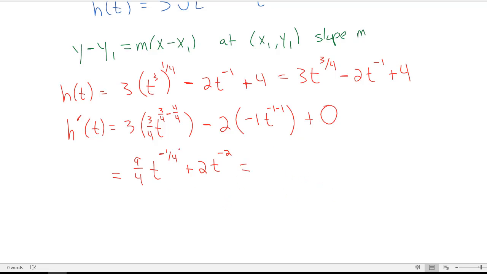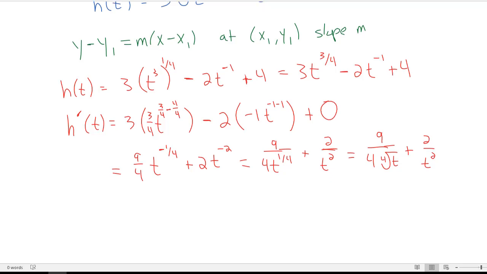And then this is a -1/4. I'm going to push it into the denominator and make it a +1/4. And then I'm going to push the t to the -2 into the denominator as well. Make it 2/t². And then I guess I'll write the 1/4 as a fourth root. So I got the fourth root of t, and then plus 2/t².